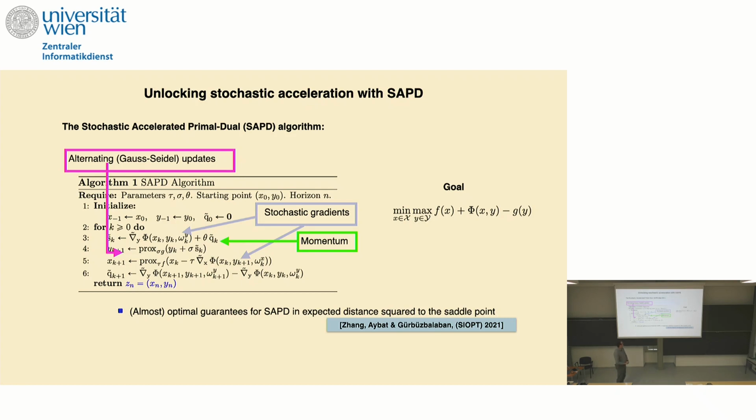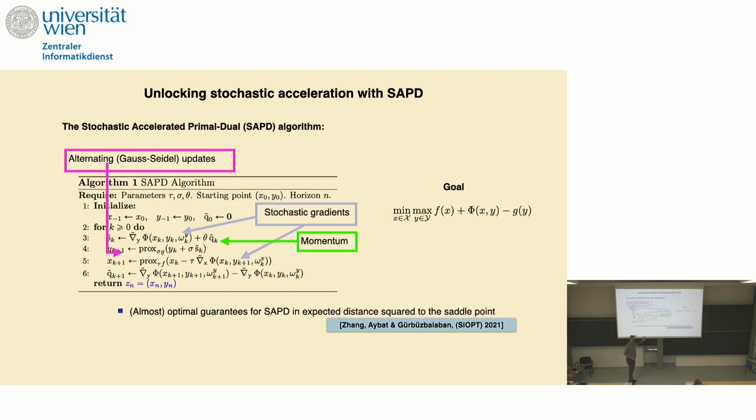So it's actually a very simple method. What it is doing is that you are doing proximal gradient descent in X and proximal gradient ascent in Y. And it has a momentum in it, meaning that in the dual variable, you do some sort of momentum averaging. And it is using stochastic gradients in the sense that you have an oracle at every step. Instead of the actual gradients, you use noisy ones, right?